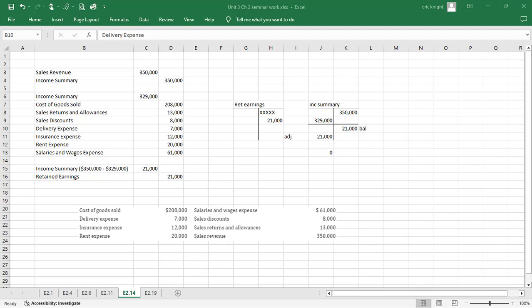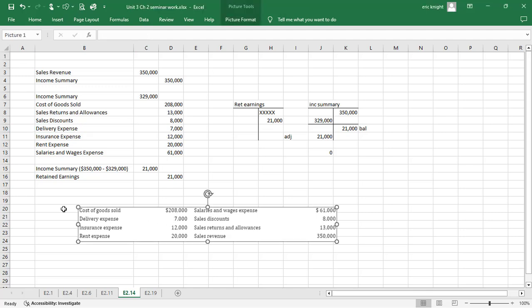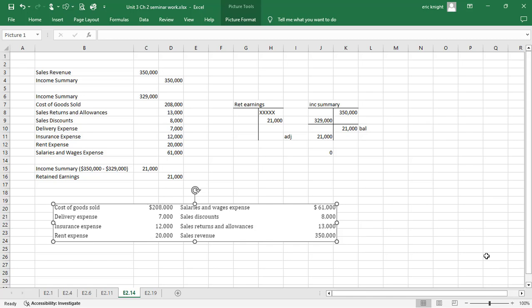Right, let's look at the last couple of problems. And this is an interesting problem because in this problem, here's the information. And what we want to do is take these accounts and close them out. In accounting words, that means we need to zero them out. So why do we zero out these accounts?